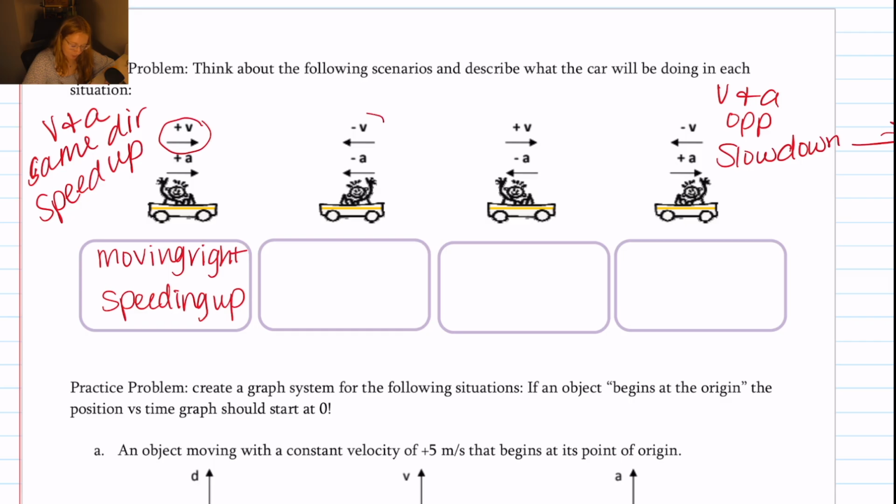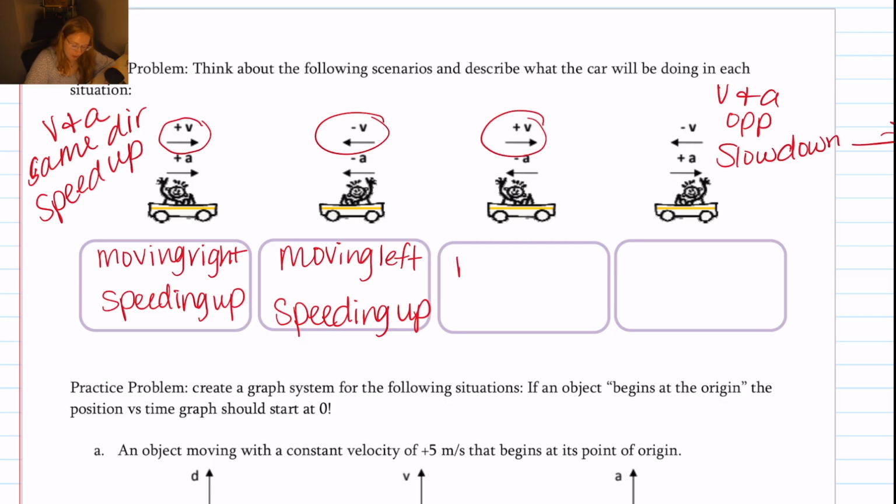Here's a great example of that. We're moving left. And even though acceleration is negative, we are still speeding up because they are pointing in the same direction. So it's not about acceleration being negative, it's about them pointing and working together. Here's some examples of them slowing down.